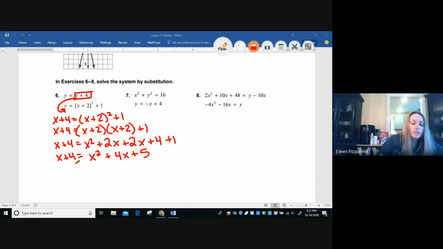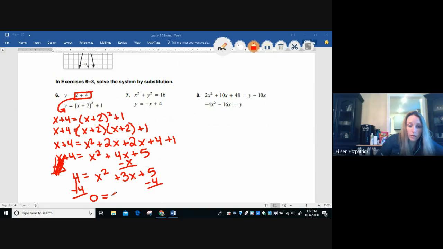Let's set the equation equal to 0. It appears to be quadratic, and if it's quadratic, we typically want to set it equal to 0 and then talk about the different strategies for solving. Oop, cross those out. So I have 4 equals x squared plus 3x plus 5. Subtract 4 from both sides. So now I have 0 equals x squared plus 3x plus 1. All right, so let me bring this up here. I have x squared plus 3x plus 1 equals 0.